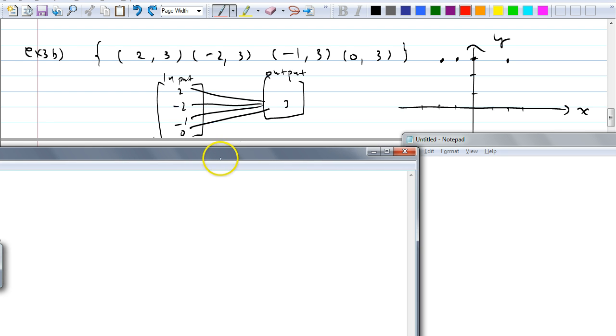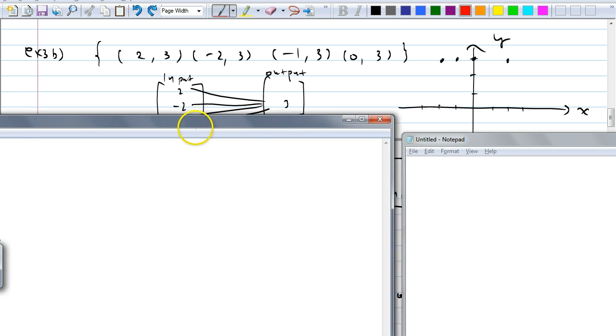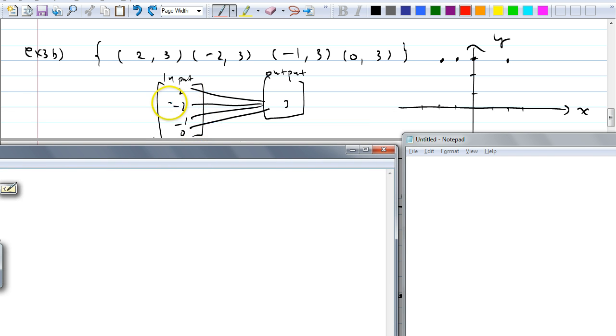By the way, if they don't give you these input and output boxes, could you draw one yourself if you wanted to? Okay, look, how many outputs does 2 have? 1, even though it goes to the same number. What about negative 2? 1. What about negative 1? How many? What about 0? So they all have how many outputs? Even though it's the same number, 1.